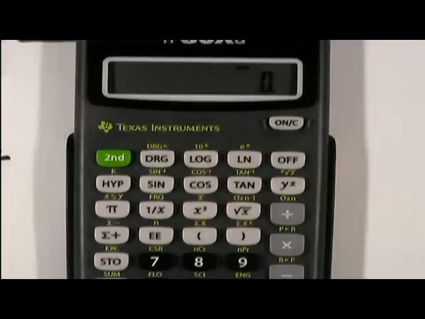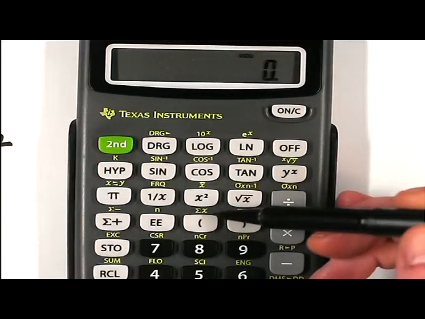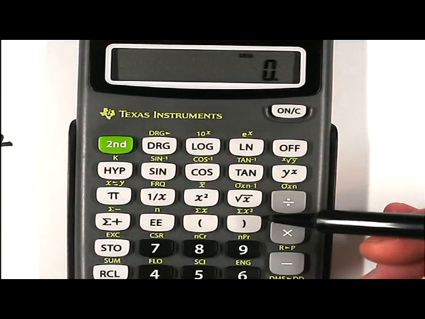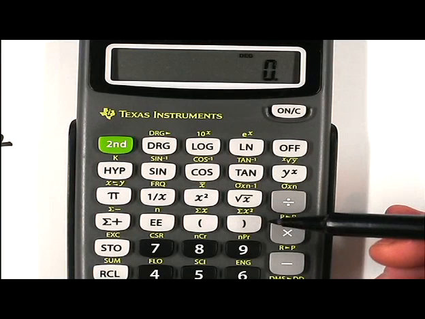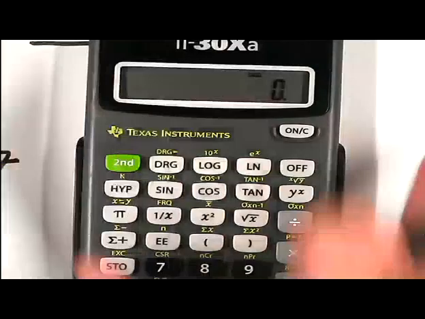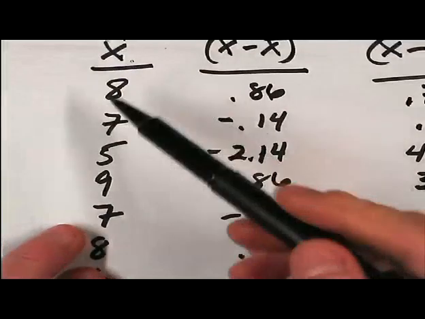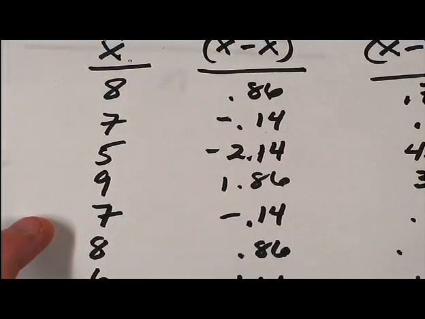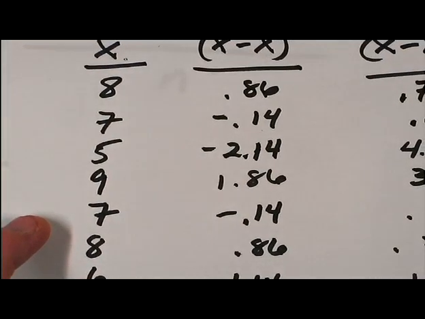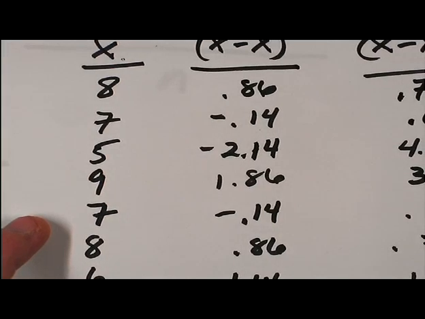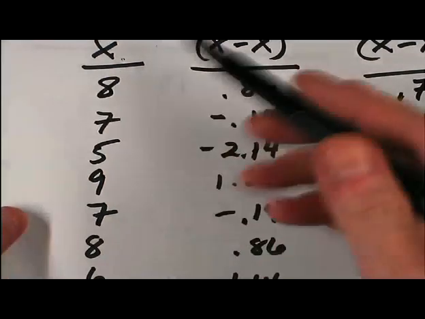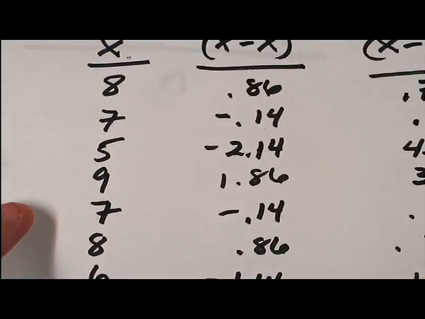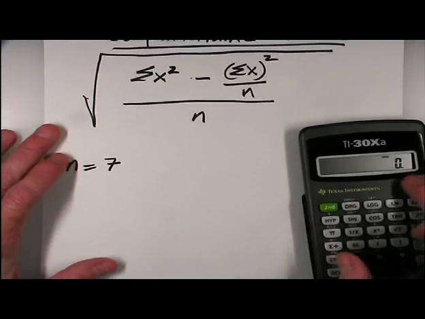Now, in your calculator, remember how I told you to be using the sum of the x, right? Right next to it is the sum of the x's squared. What it does is it takes 8 squared, 7 squared, 5 squared, 9 squared, 7 squared, 8 squared, 6 squared, and it gives you the sum. So I have to enter these data points in one time, and that's it. Okay?